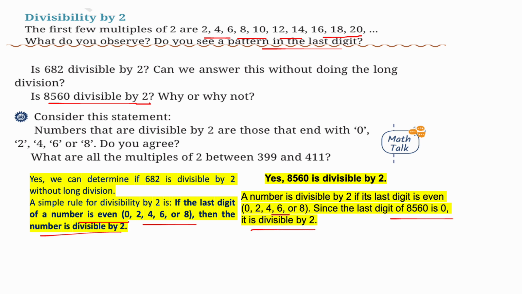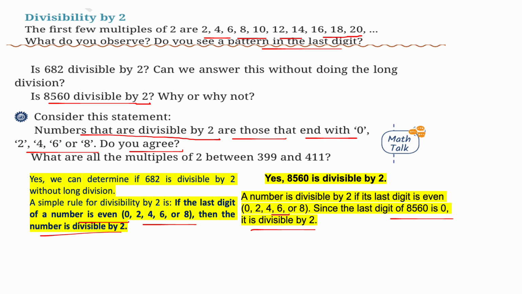Consider this statement. Numbers that are divisible by 2 are those that end with 0, 2, 4, 6 or 8. Do you agree? Yes. This is a rule of divisibility by 2. Numbers that are divisible by 2 are those that end with 0, 2, 4, 6 or 8. That is, a number should end with an even number.